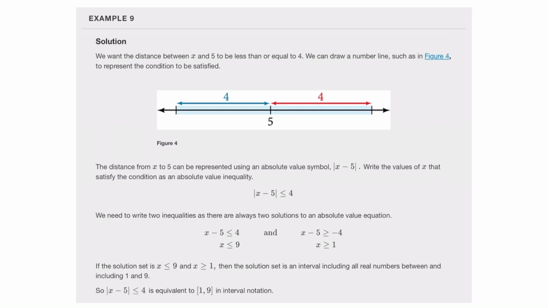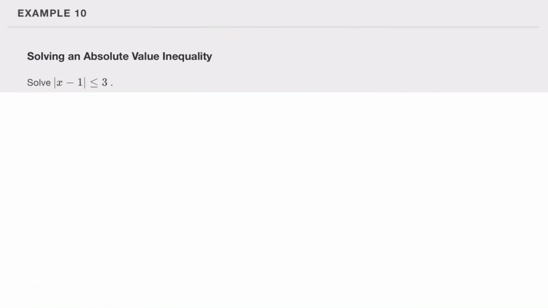Okay. Oh, absolute value, I forgot about that. Okay, I'm just going to let that be. Let's try a different one. Okay, let's do this one. So we have the absolute value expression is less than 3.